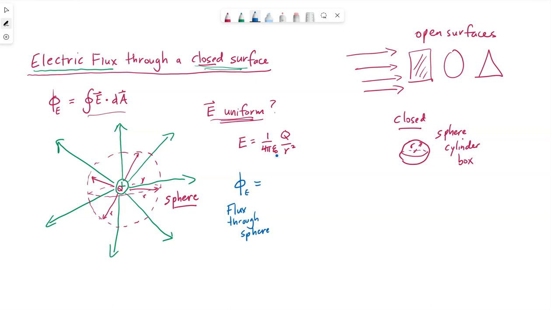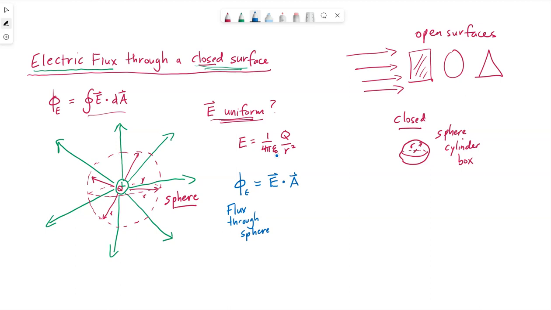But because I know the electric field has the same value as it passes through that sphere, because I've chosen to put the point charge at the center, the integral is no longer there, right? Integral of dA is the area vector. So we have the electric field dotted with the area.